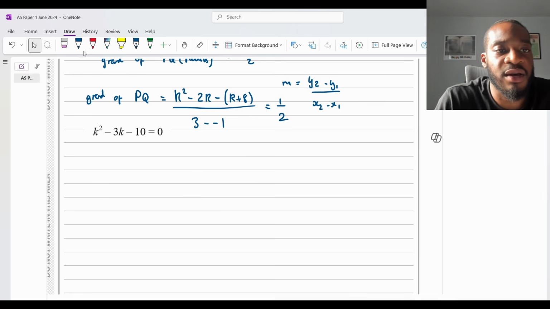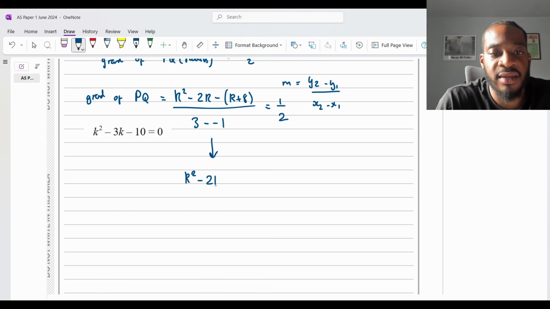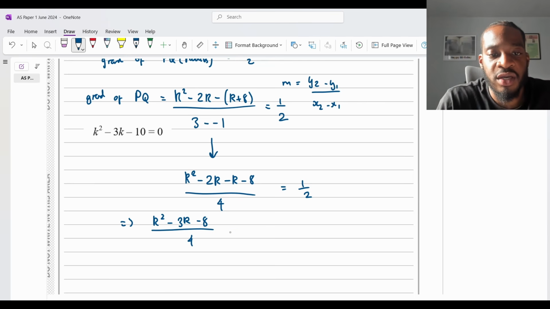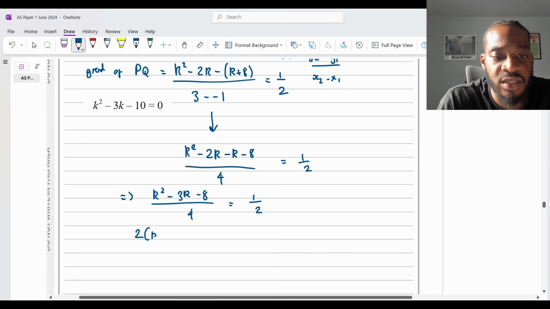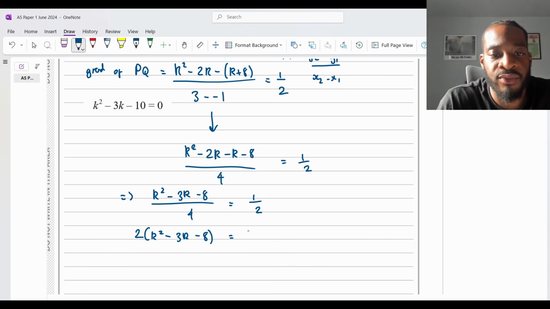This is just a matter of doing some algebra, isn't it? So putting that there, that's going to be k squared minus 2k, and then minus k minus 8 when I expand that, and then over 3 minus minus 1 is a 4. That's a half. And then that is going to be k squared minus 3k minus 8 over 4 is equal to 1/2. Cross multiply now. So it's going to be 2, k squared minus 3k minus 8 is equal to 4. The 2's already gone up, the 4 goes there, that's fine.